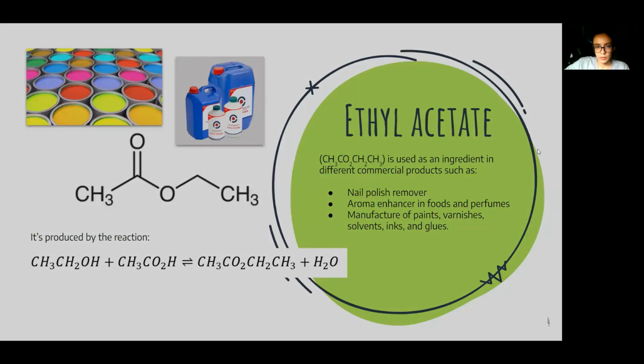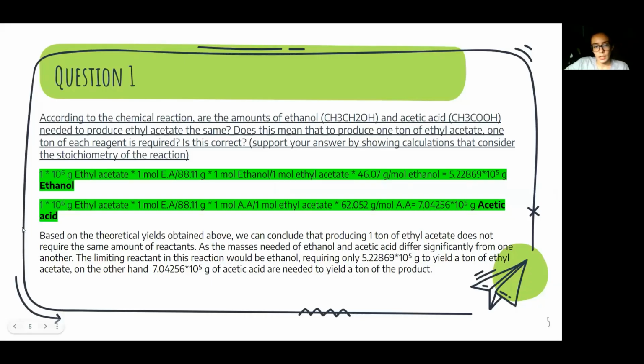Now, answering the first question, we had to calculate for 1 ton of ethyl acetate how many grams of ethanol and acetic acid would be needed. Here is the procedure done to convert from 1 ton of ethyl acetate to each of the reactants. Based on the theoretical yields obtained above, we can conclude that producing 1 ton of ethyl acetate does not require the same amount of reactants, as the masses needed of ethanol and acetic acid differ significantly from one another.